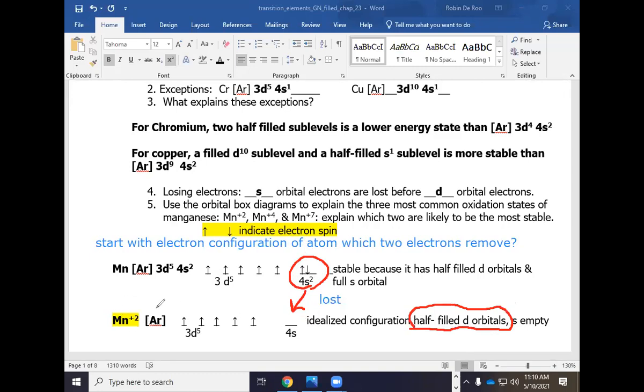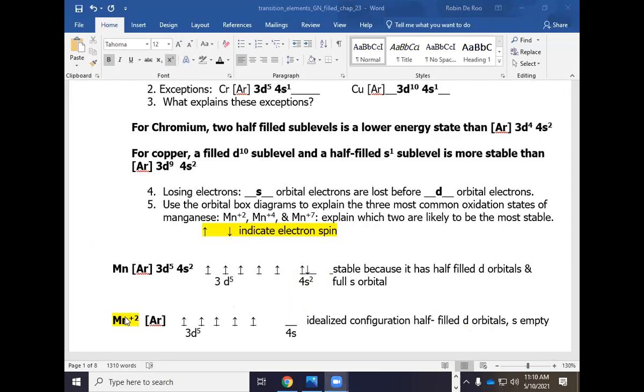The Mn plus 2 is this, end of story. And the 3d half-filled is stable. So instead of taking these 2, we take these 2 because that would be more stable. We're not going to go to less stable. We're going to go to more stable. That's how we figure out the electron configuration of the Mn plus 2.